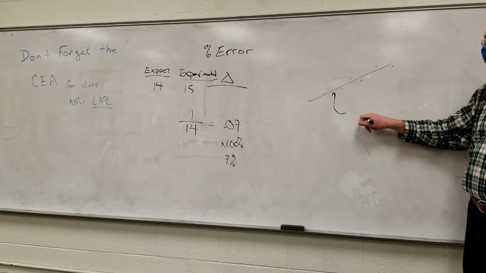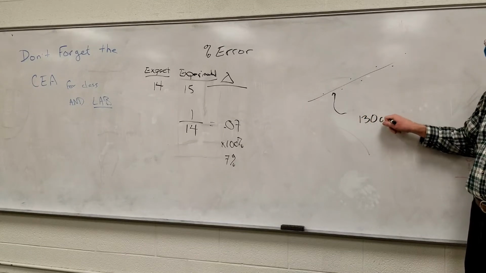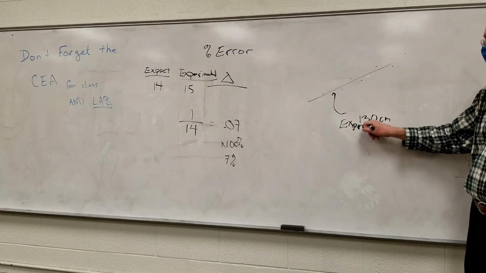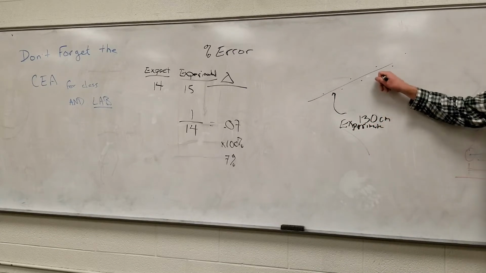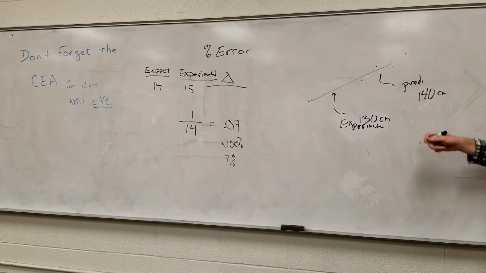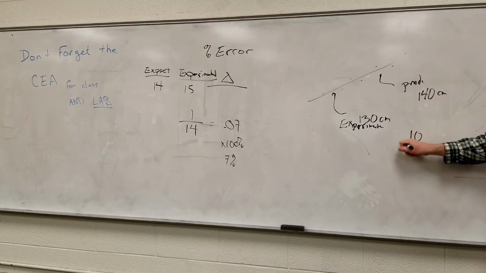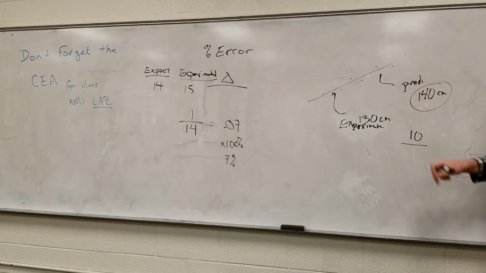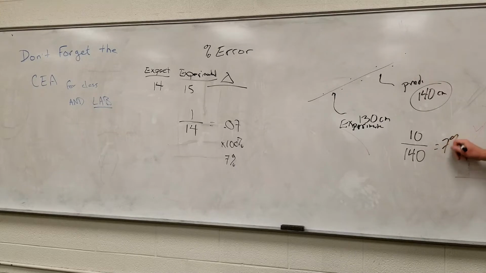So if it bounced up to 130 centimeters, so that was your experimental, and from this, the prediction was 140 centimeters, then the percent error is the difference between the two, divided by the prediction, which is, well, the same ratio.